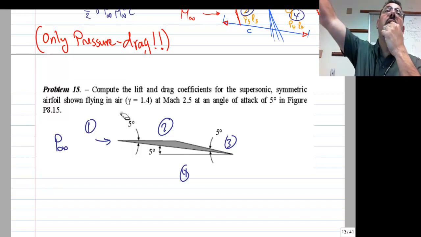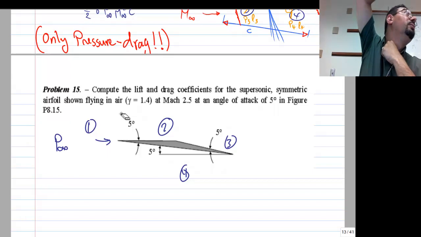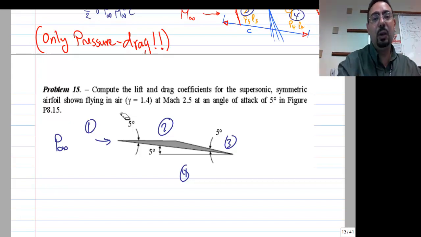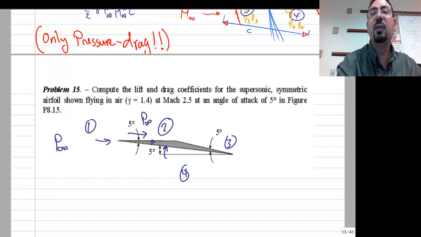So Sean said expansion fan at the top. Does anyone agree with that? No. Why? Steve. So Steve basically looked at this and he said, this is 5, and then this is another 5. That must make this guy straight. So what happened then at the top? Nothing. Still P infinity.